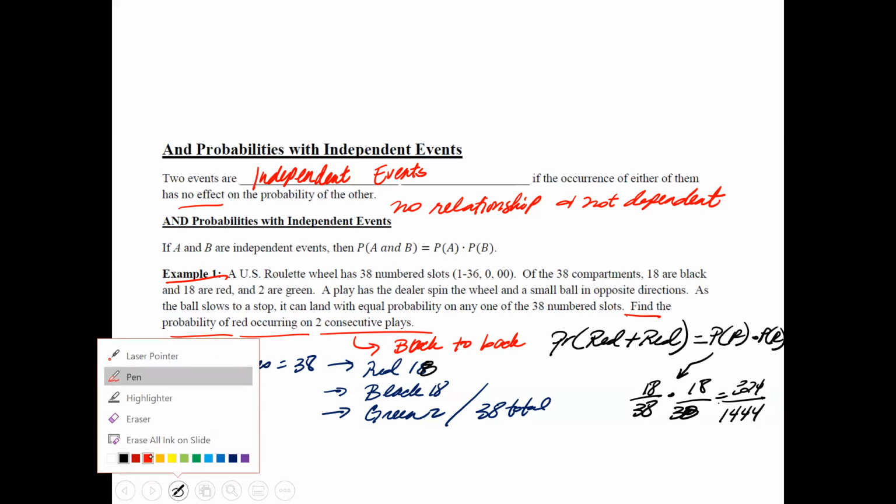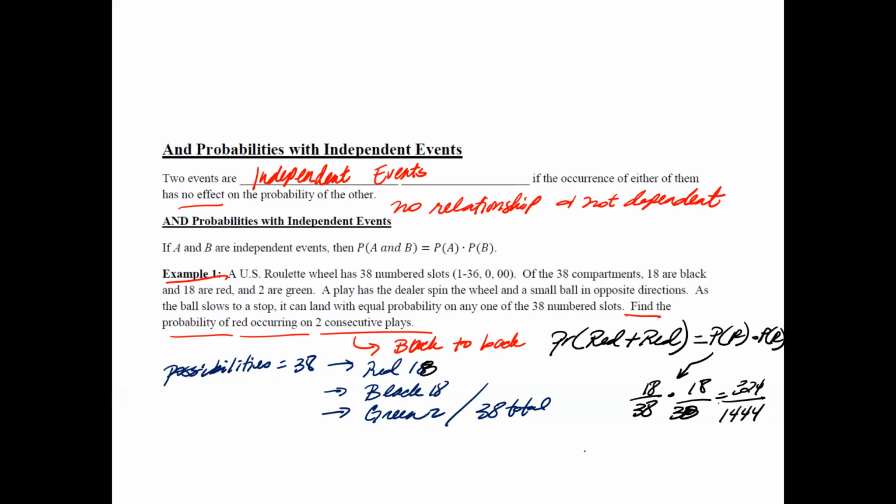Now you could reduce the fraction, but it's going to take way too long. So we're just going to put this into decimal form, which is going to be 0.224. So what are the chances of you getting 2 consecutive reds? 22.4%. And that is your answer.